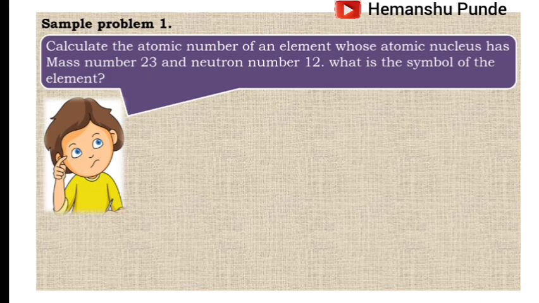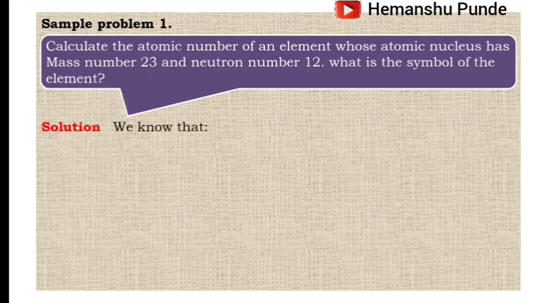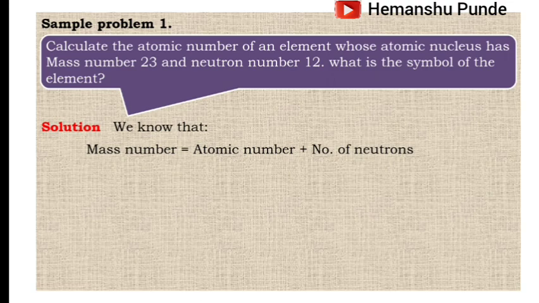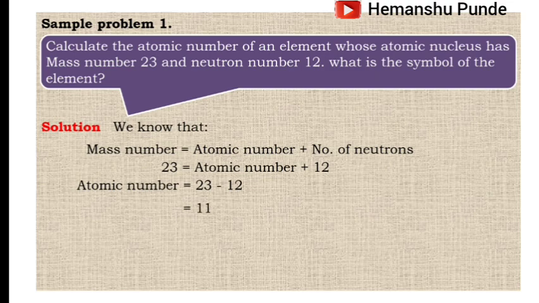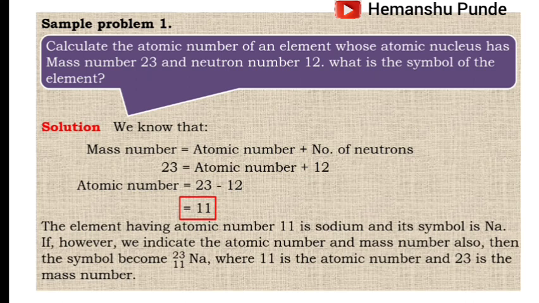Let's solve this problem. We know that mass number is equal to atomic number plus number of neutrons. So 23 is equal to atomic number plus 12. So atomic number is equal to 11. So 11 is the atomic number of sodium. The element having atomic number 11 is sodium and its symbol is Na. If however we indicate the atomic number and mass number also, then the symbol becomes 23Na11, where 11 is the atomic number and 23 is the mass number.